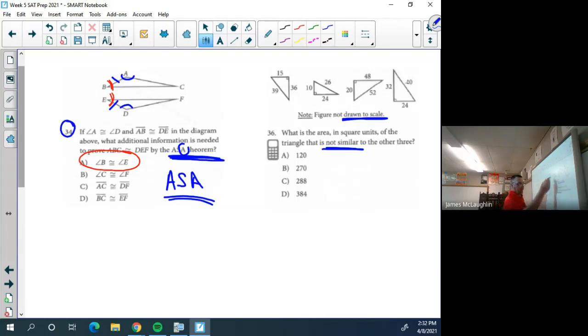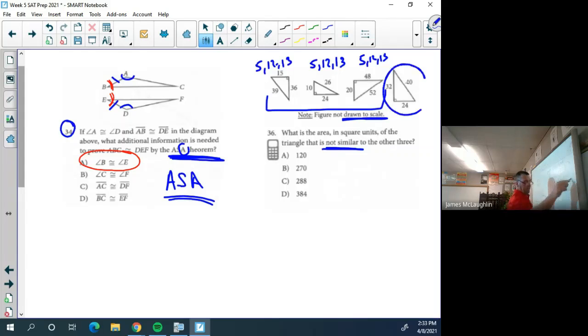And I go to this guy right here, 10, 24, 26. All those numbers are divisible by 2, right? So that would be a 5, 12, 13. Check out this one. These guys are all divisible by 3. That would be another 5, 12, 13. Over here in this problem, these guys are all divisible by 4. That's another 5, 12, 13. So these 3 here are all similar.